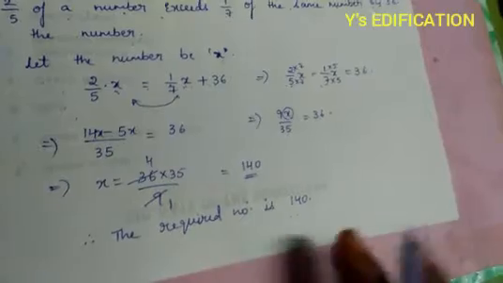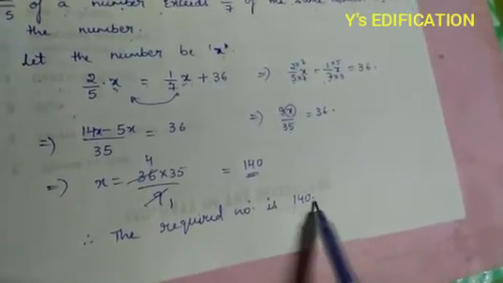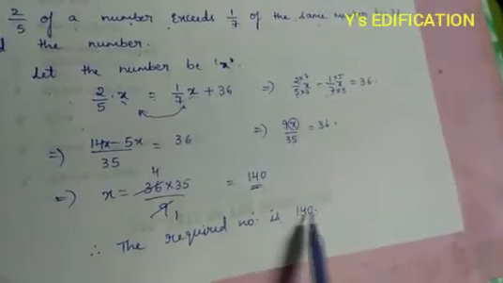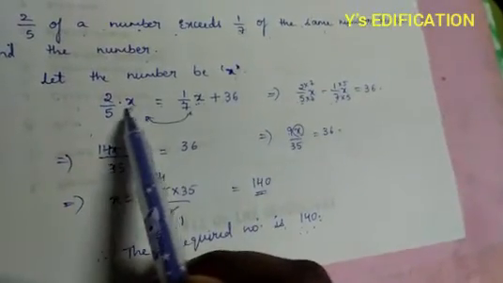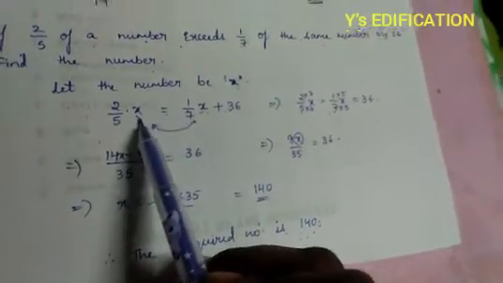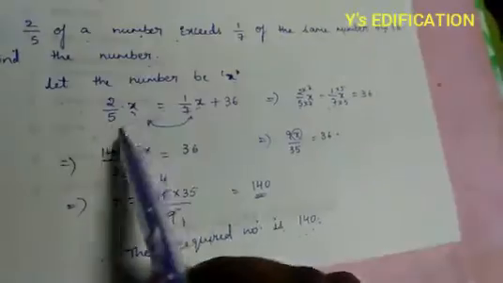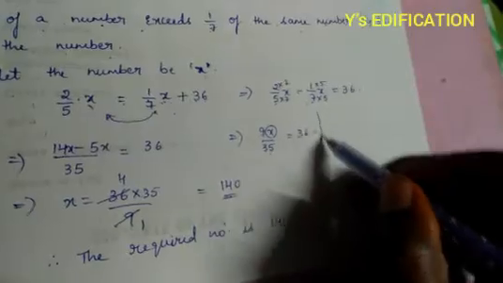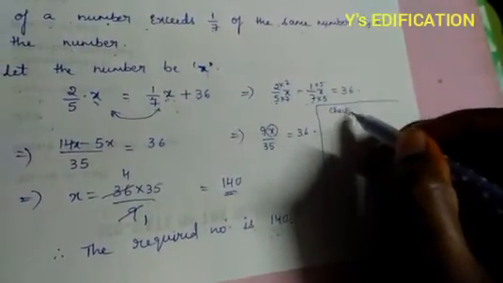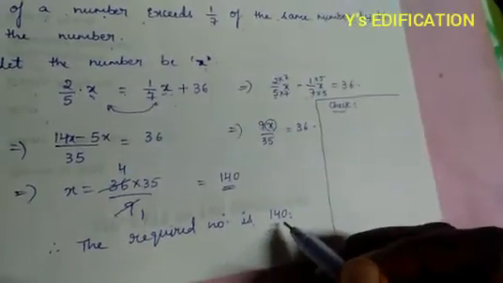Let us check whether this answer is correct or not. Now what I have to do is substitute this 140 in this equation, in the place of x. Then the LHS and RHS should be equal. So I am going to do the proof here. So this is a check. I have to substitute this 140 in this x value.